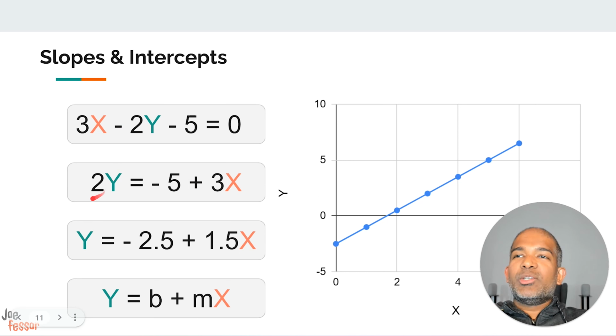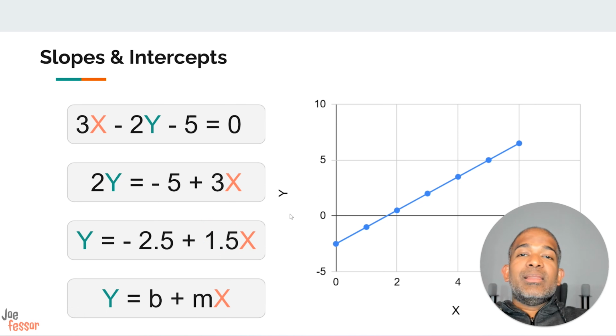First, we aim to isolate y on the left side. So we bring 2y to the other side. So 2y is equal to minus 5 plus 3x. Dividing the equation by 2 gives us y is equal to minus 2.5 plus 1.5x. Now see how we've arrived at the standard y equal to b plus mx form. That means our y-intercept is minus 2.5 and our slope is 1.5.